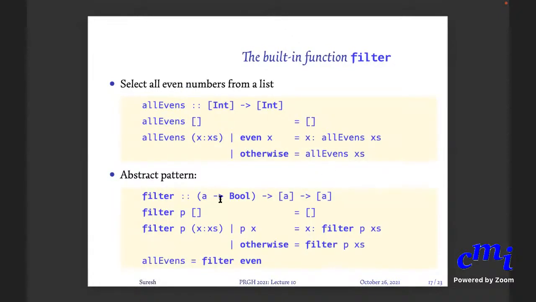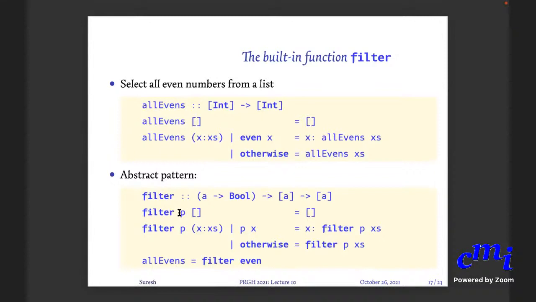For instance, if you want to extract all the even numbers in a list, you'll say allEvens of the empty list is the empty list. allEvens of x colon xs: if x is even, then it is x followed by allEvens xs. Otherwise, it is allEvens xs. You eliminated x; you just go to the next. And this abstract pattern is called filter.